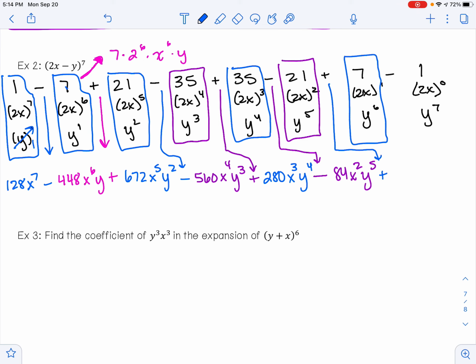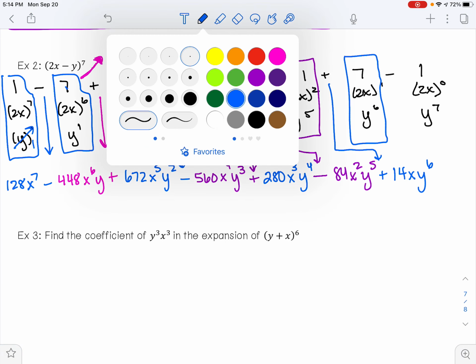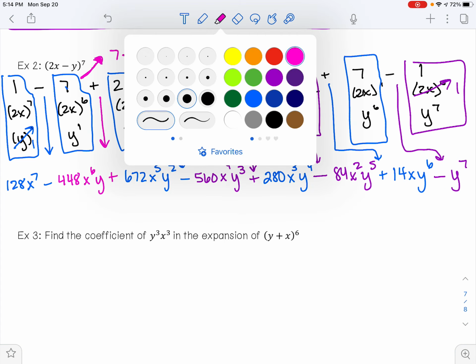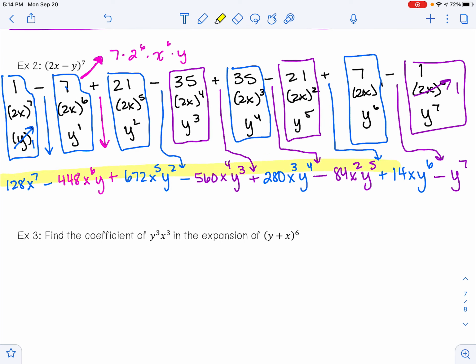7 times 2x times y to the 6th is 14xy to the 6th. I'm going to go ahead and bring down that minus sign. Anything raised to the 0th power is 1. 1 times y to the 7th is y to the 7th. This entire thing right here is my answer. And don't worry, it's already written in standard form for you.